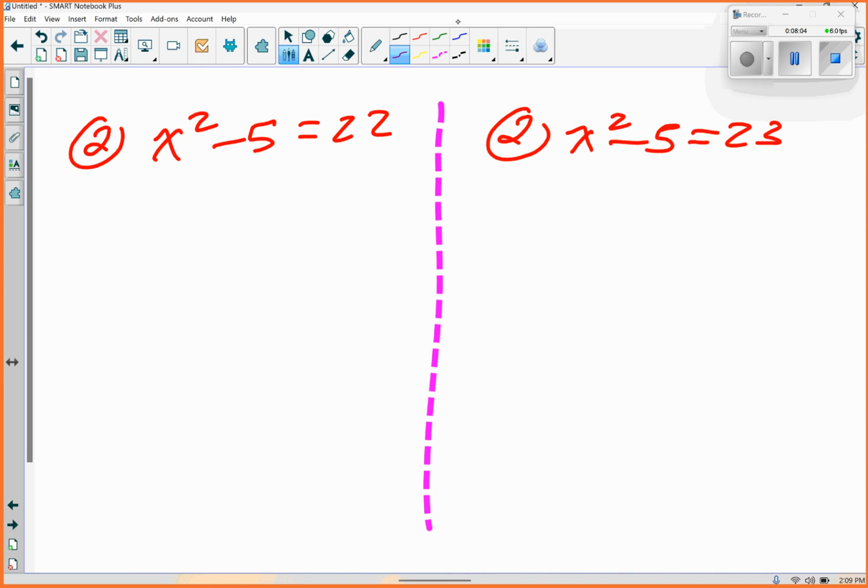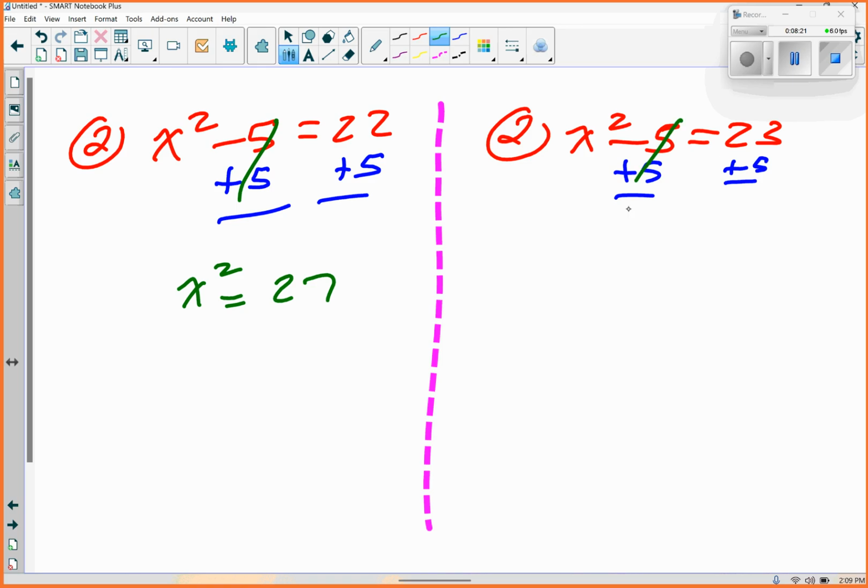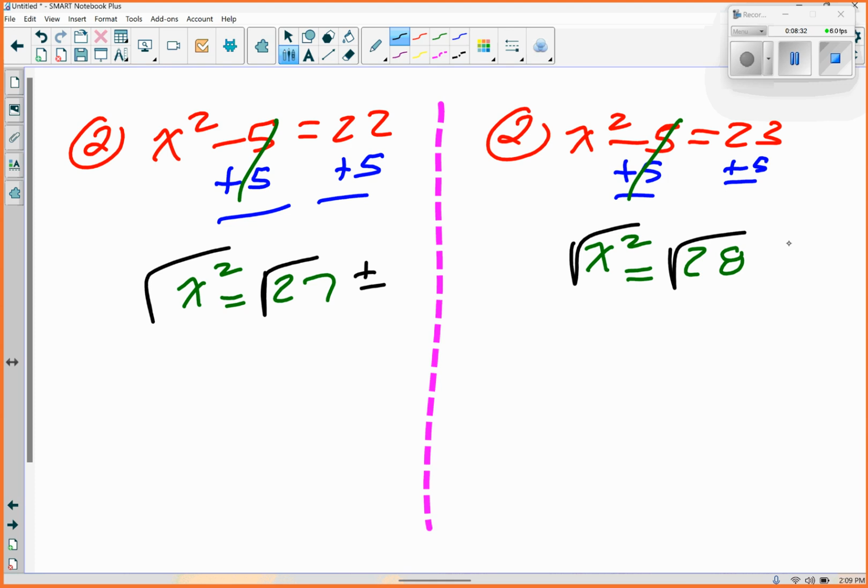I do the exact same thing to both sides first. What do I do to both sides? Plus 5. Not root yet. You want to do root when you have x squared by itself, okay? Or quantity x squared. If I do this, that cancels out. If I do that, that cancels out. Now I'm ready for root. Don't forget the root. Don't forget the plus minus.